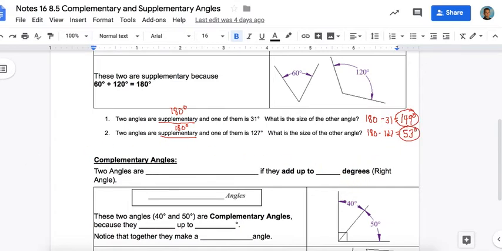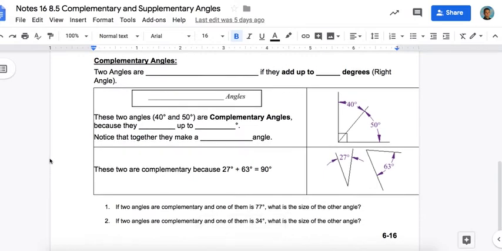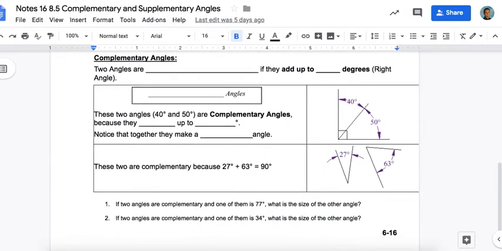Okay, so supplementary adds up to 180 degrees. What do you think complementary angles add up to? You're right, 90 degrees. So two angles are complementary if they add up to 90 degrees or a right angle.